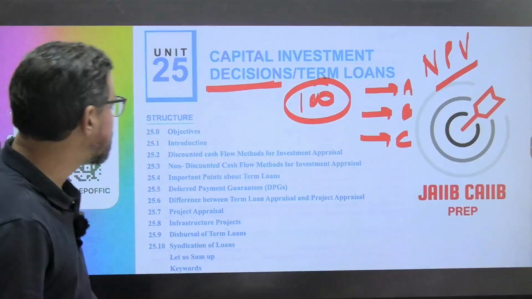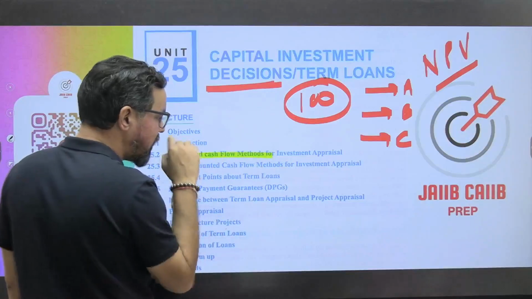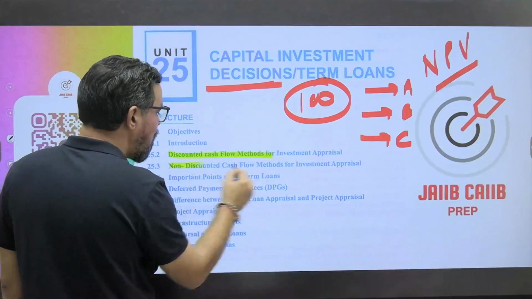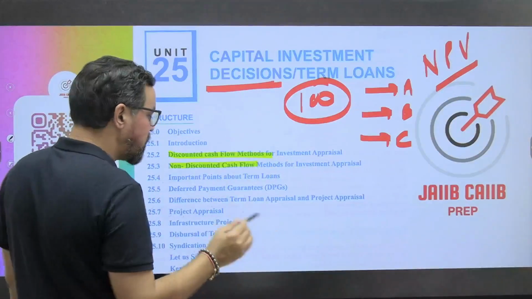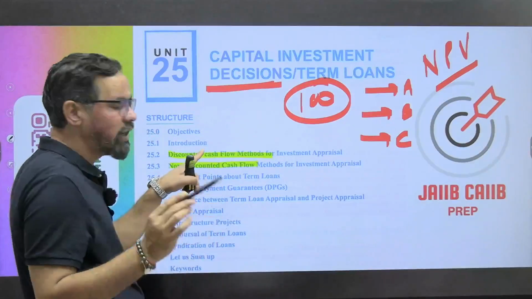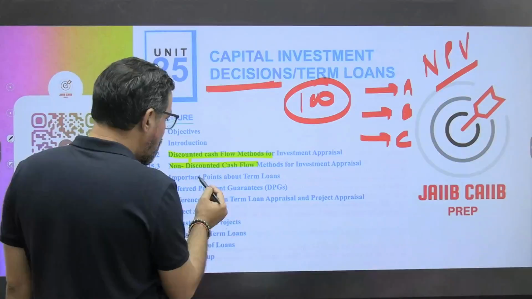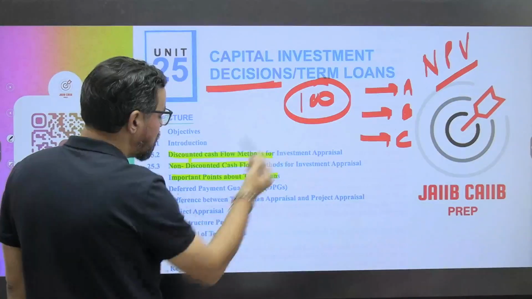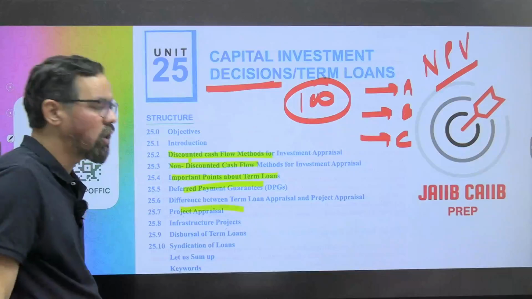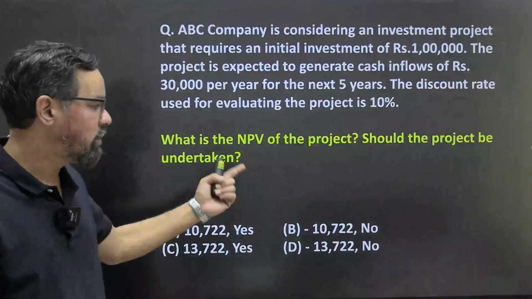So when it comes to your NPV method, the discounted cash flow method for investment appraisal, and the non-discounted cash flow method for investments. So discounted and non-discounted: when it comes to discounted, it is NPV, and non-discounted are your IRR and payback period. Then we have term loans, the features of term loans, project appraisals and all. So that is the one.